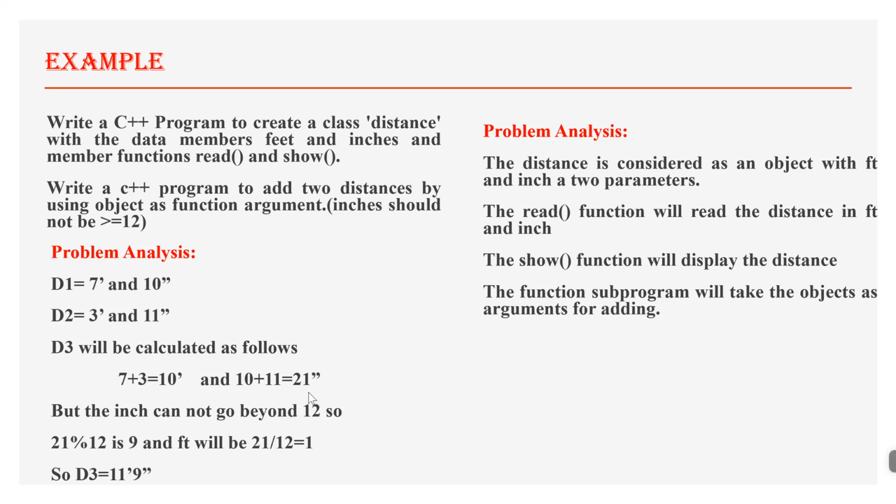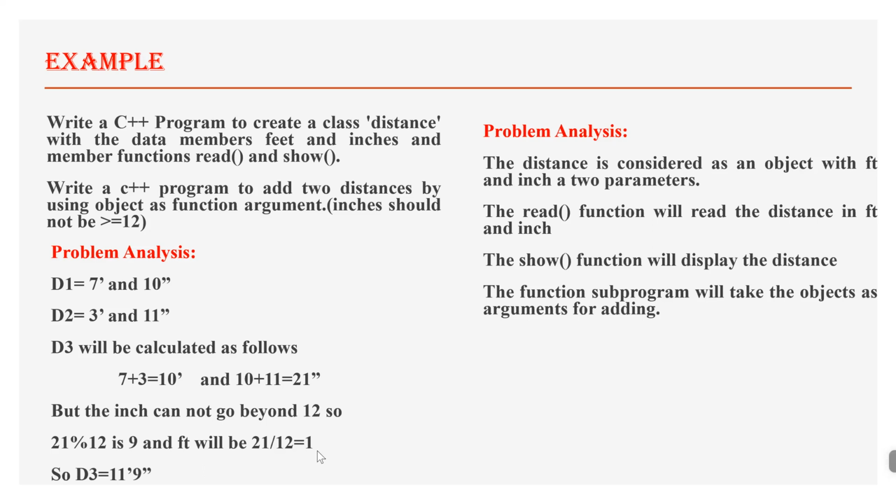But as per mathematics, 21 inches cannot be mentioned because anything beyond 12 will be converted into a foot with the remainder as inches. We know that every foot is equal to 12 inches. So anything beyond 12 becomes a foot plus the remainder as inches. In this case, 21 minus 12 is 9, so 21 mod 12 becomes 9.